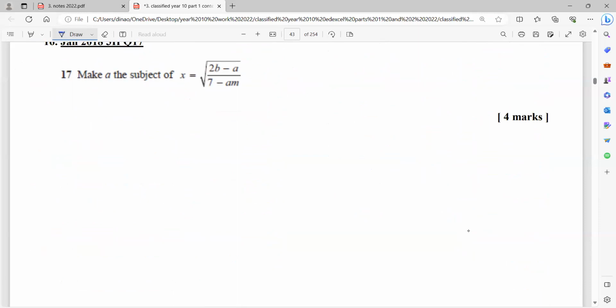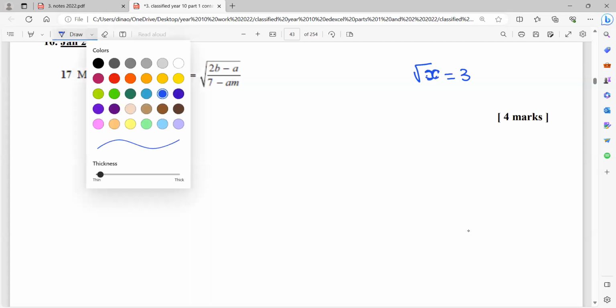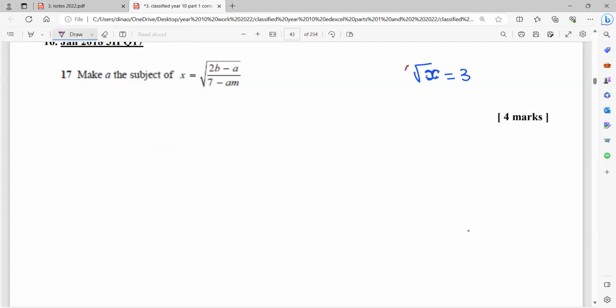Now let me remind you of something: if I said square root x is equal to 3 and I am required to find the value of x, what we do to eliminate the square root is use the inverse operation, which is power 2. So basically, I power 2 both sides of the equation, and I end up with x equals 9. Right? This is the correct method.